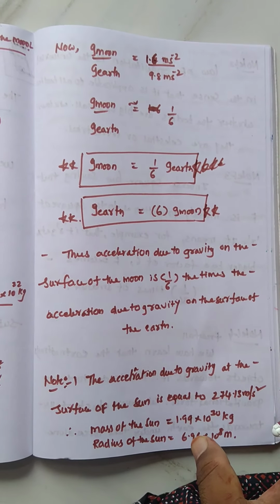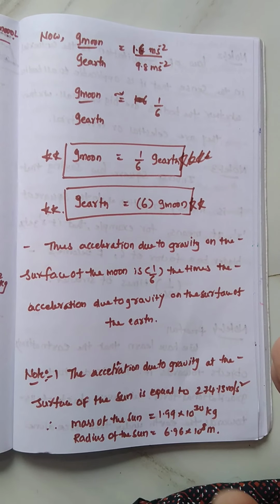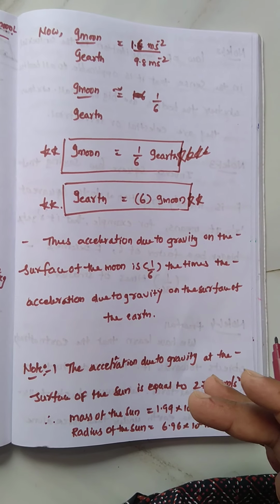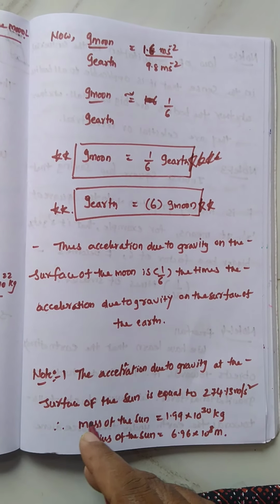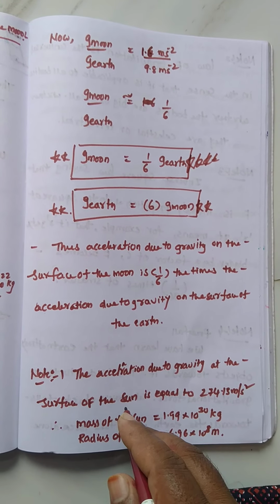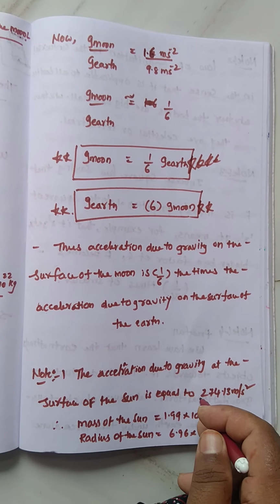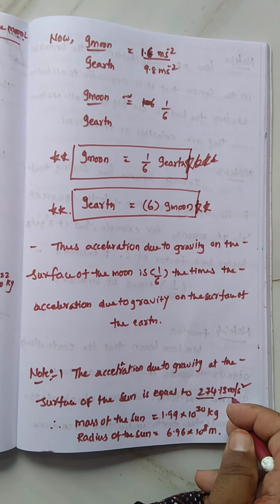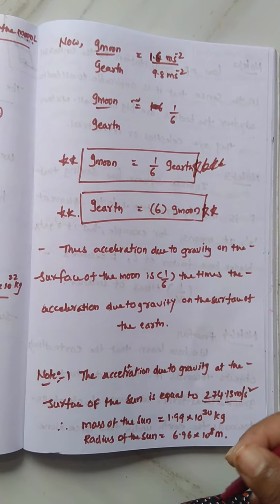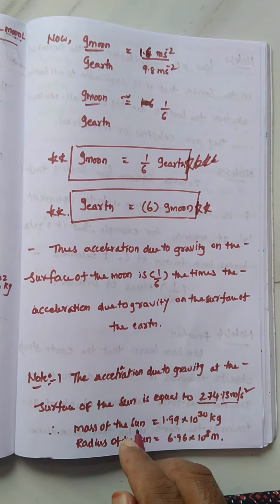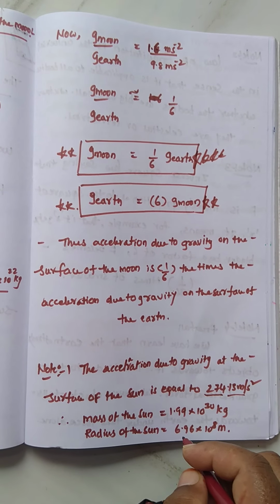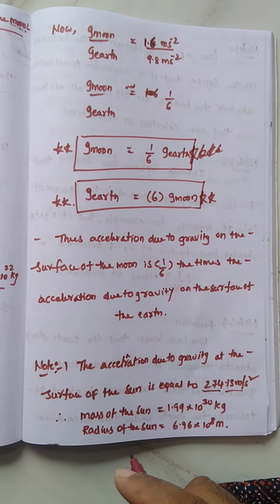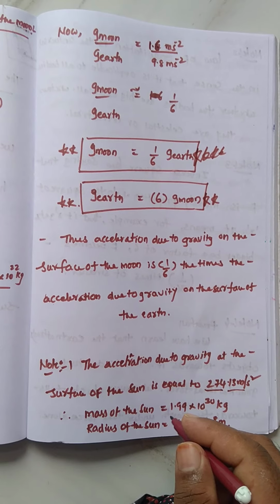Now note 1. I already told you g is different for different places: earth will be different, moon will be different, and sun also will be different. Here I have given a note point: the acceleration due to gravity at the surface of the sun is equal to 274.13 meter per second square. It is a very big value. If you want, note the values: the mass of the sun is 1.9 into 10 power 30 kg, and the radius of the sun is 6.96 into 10 power 8 meter. So what is the value of g on the sun?